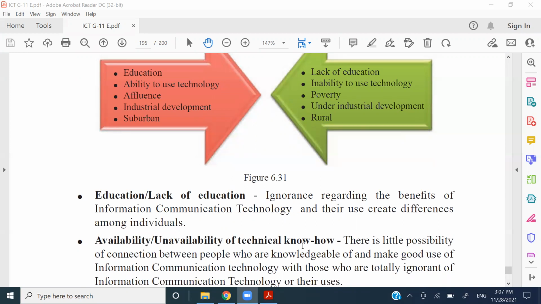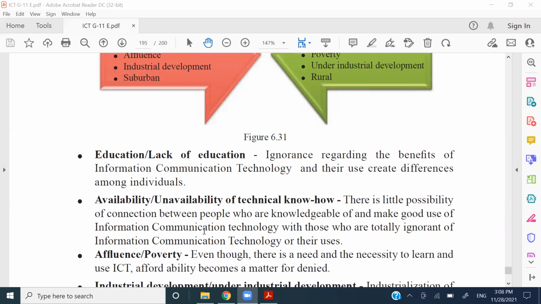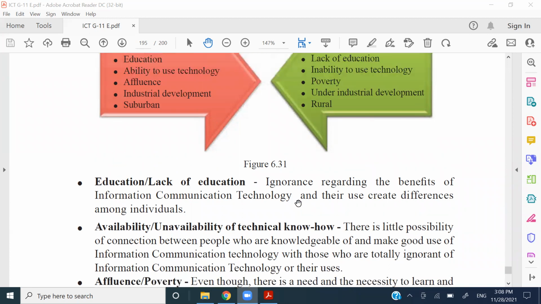If he or she is not learning about the ICT, then they are not aware about it. Because of that, people who have learned ICT will use ICT. People who have not learned the ICT properly may not use the ICT. So it creates the divide, right? The people who are using the ICT and the people who are not, right? And some other reason is availability and unavailability of technical know-how, right? It is regarding knowing how to do this, right?